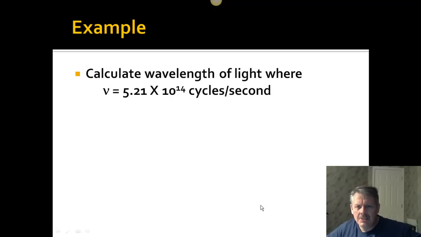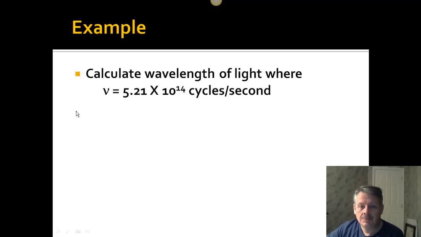How about this example? Calculate the wavelength of light where my frequency is 5.21 times 10 to the 14th cycles per second. Now, I'm going to choose to do this in nanometers. I'll tell you that right now. So why don't you pause the video, see if you can do it, and then come back, we'll do it together.